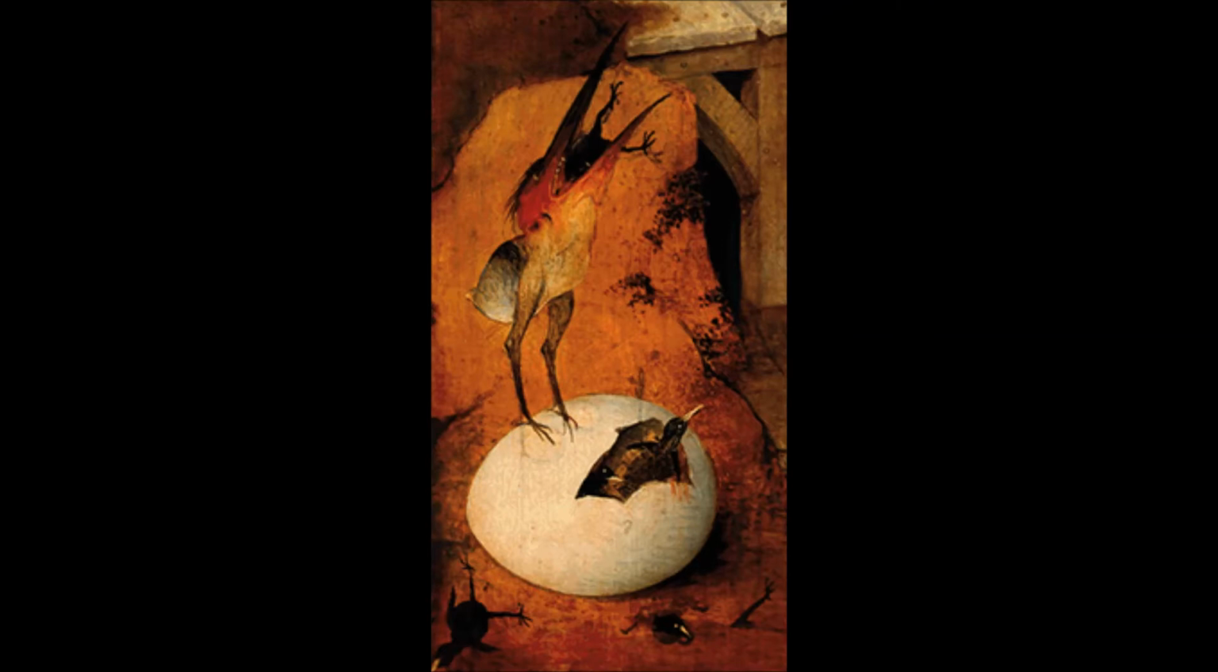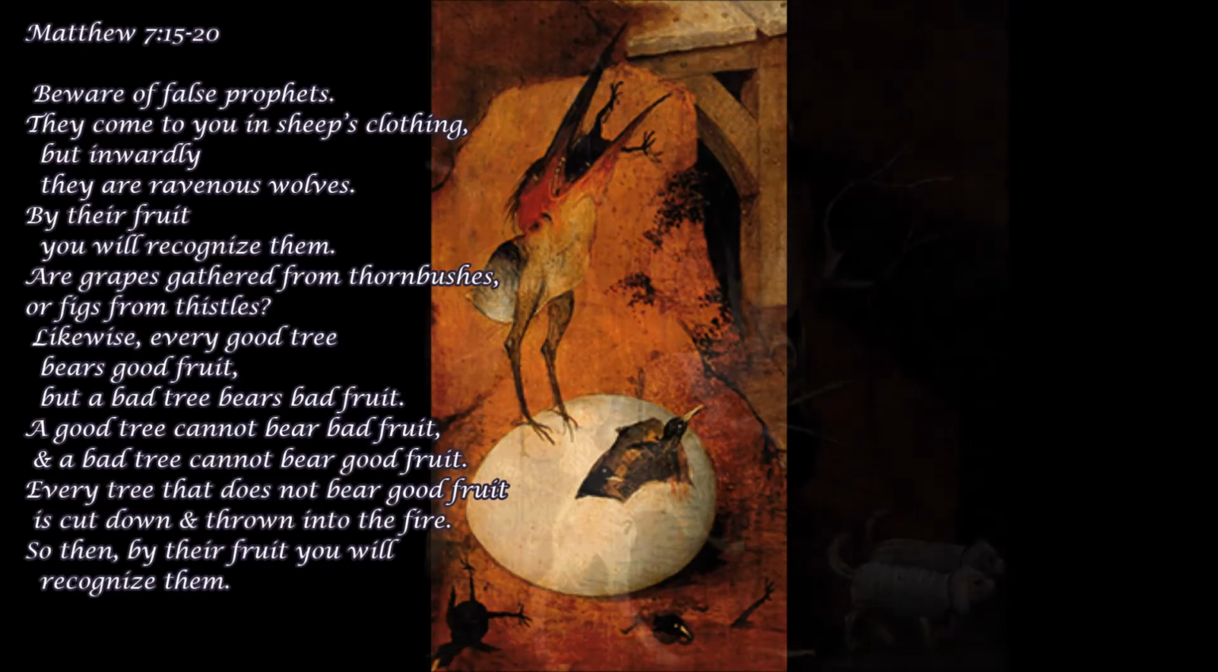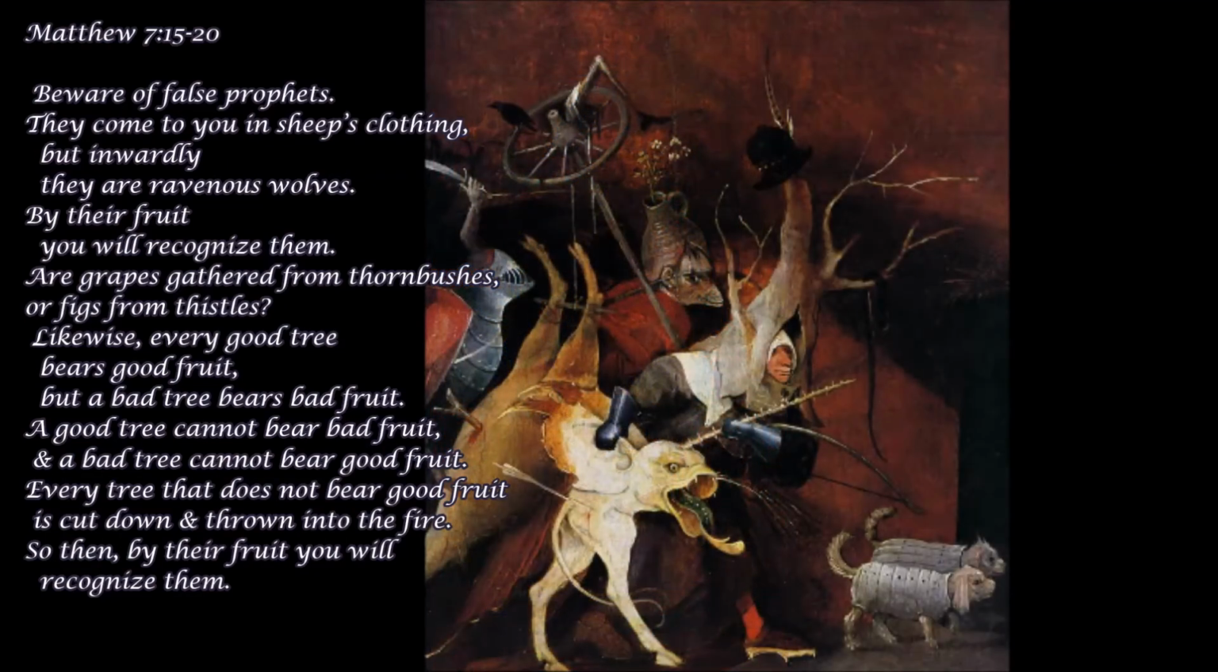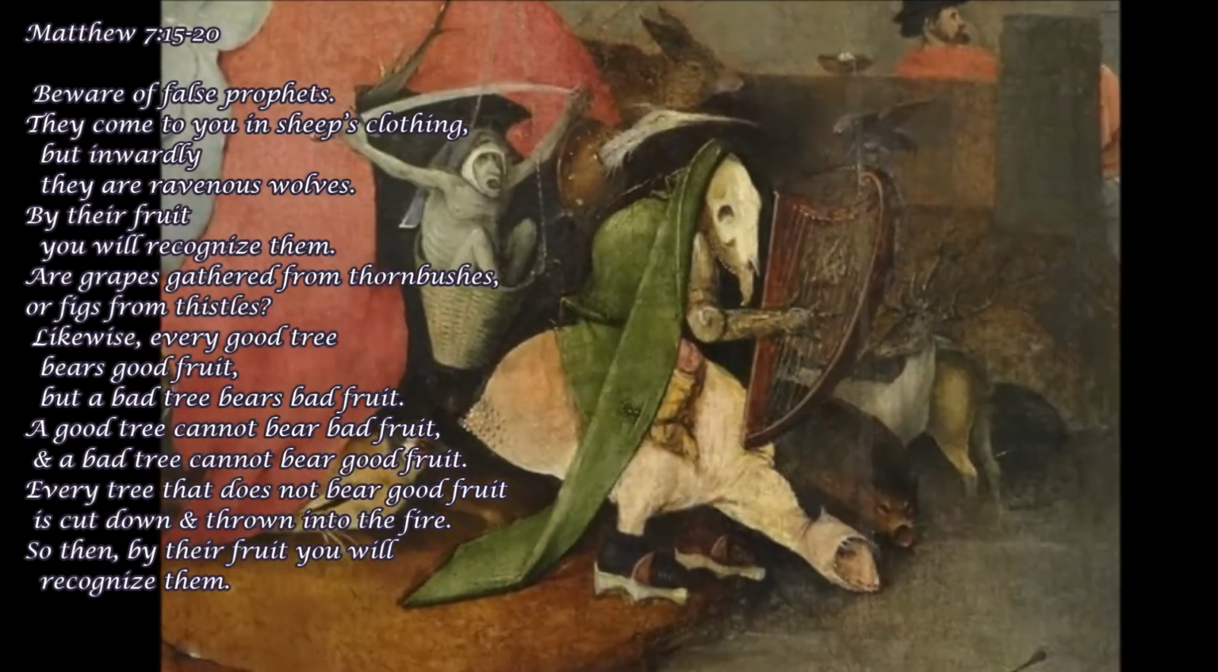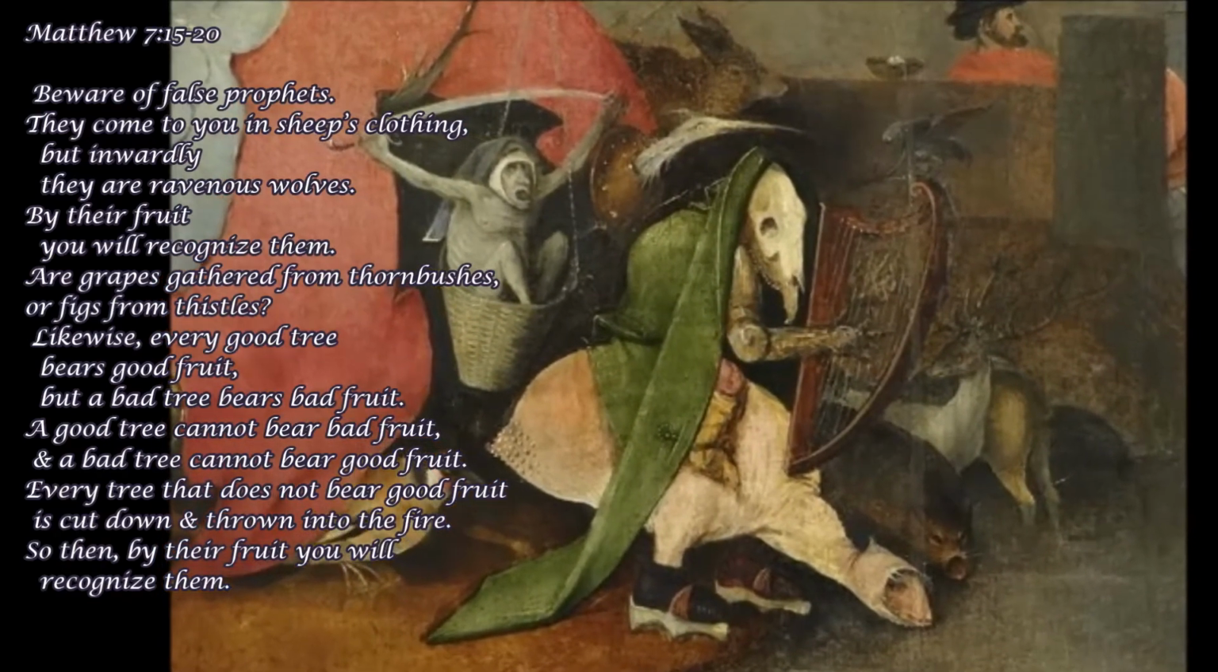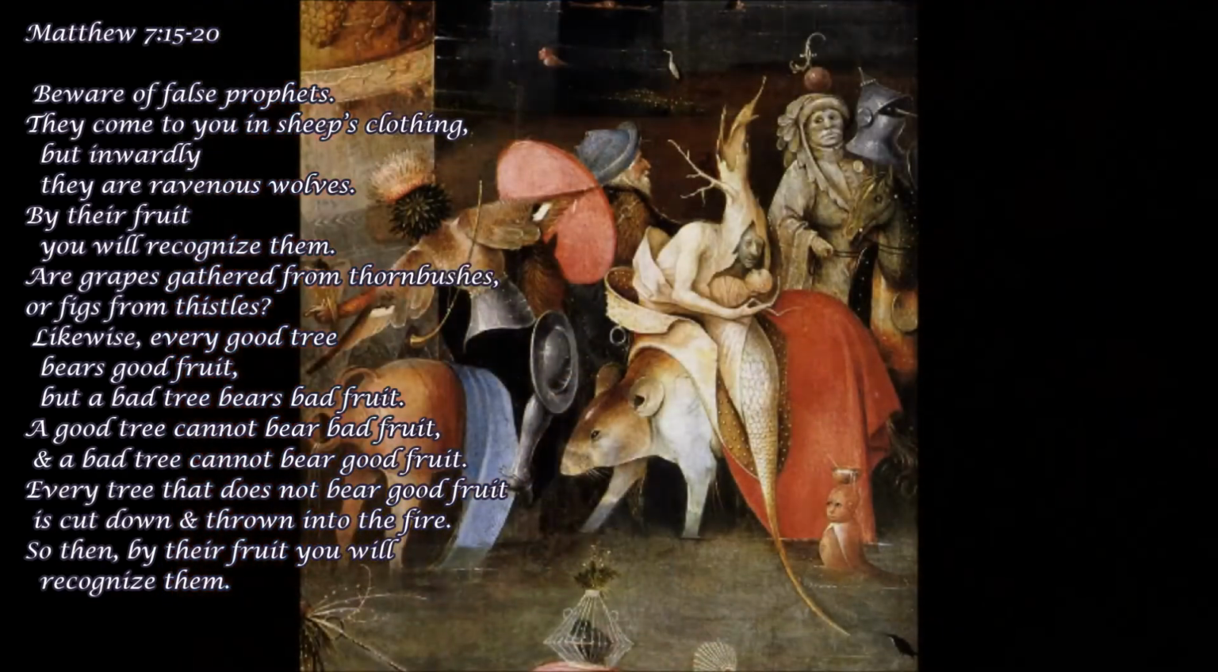Next, we'll define the dead tree, and we'll do that by reading the Bible from Matthew, the 7th chapter, verses 15 through 20. Beware of false prophets. They come to you in sheep's clothing, but inwardly they are ravenous wolves. By their fruit you will recognize them. Are grapes gathered from thorn bushes, or figs from thistles?